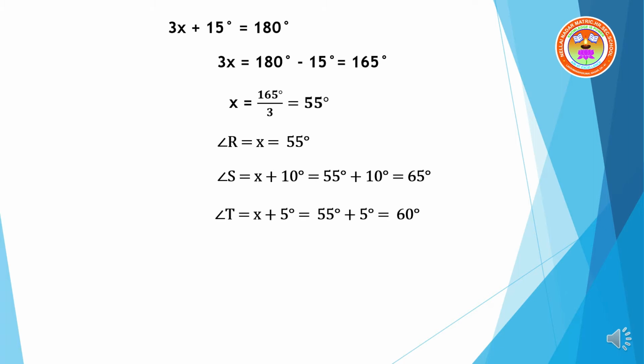Now angle T is taken as X plus 5 degrees. Now here we are going to substitute X value as 55 degrees. So 55 degrees plus 5 degrees on adding will give the value as 60 degrees. So therefore we have found the angles R, S and T. Therefore the angles are, angle R is equal to 55 degrees, angle S is equal to 65 degrees and angle T is equal to 60 degrees.